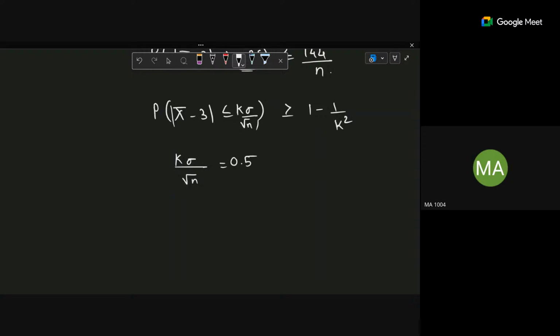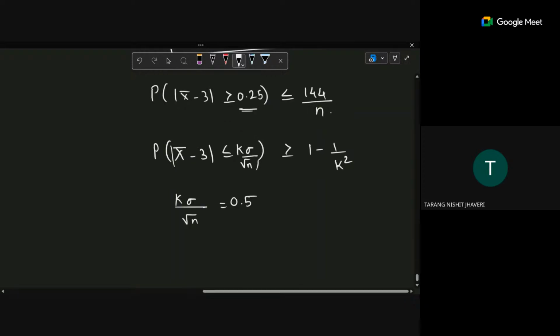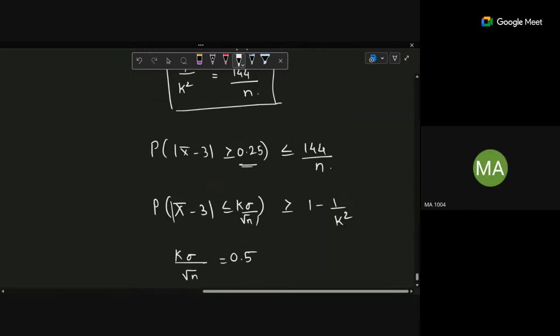In general format, it is. Yes, ma'am, I'm asking. See, if the probability that x bar minus 3 is greater than 0.25 is this one, then once I reverse the sign here, what does it imply? What will be that probability? Out of total probability, subtract this one, right? That's what we are doing.